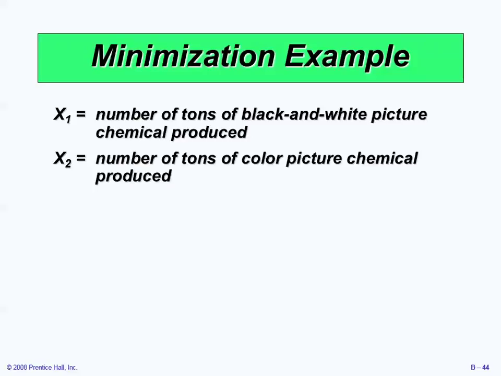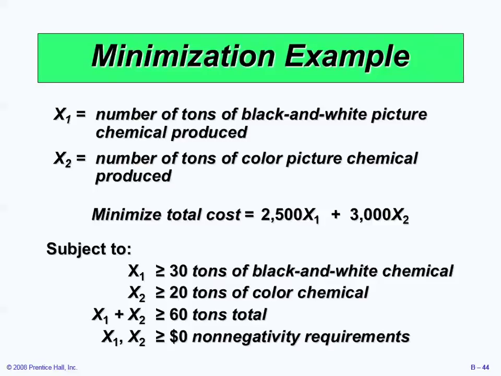Okay, so here's an example. So suppose we have, oh, they've given everything. I suppose the case must have been in the textbook, but basically, the number of tons of black and white picture chemical produced, so there's some chemical industry, and color picture chemical produced. And the total cost is 2500 x1 plus 3000 x2. And what are the constraints?